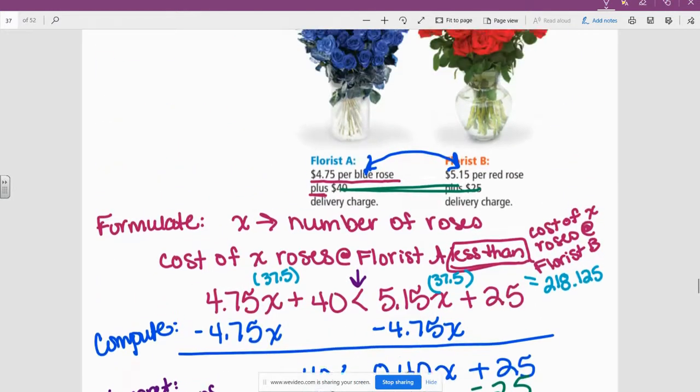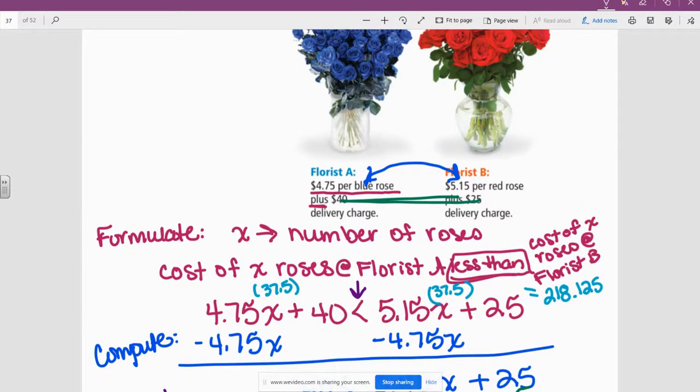The other way, and if you remember slope from last year, the more roses you buy, you want it to be less per rose. And so right here, the more roses I buy, I'm going to go with Florist A because it's less per rose. Even though it has a delivery fee of $40, the more I buy, it's less per rose, which means that it'll end up cheaper in the end.